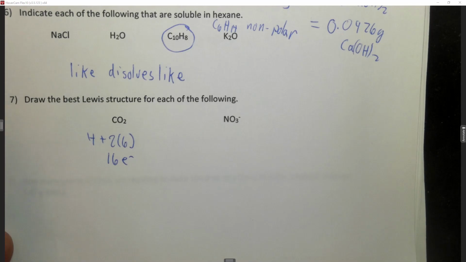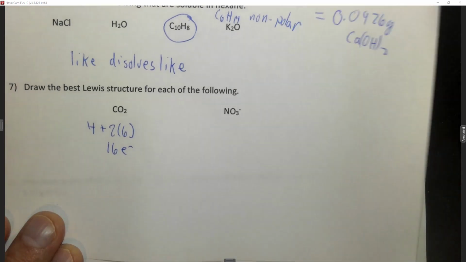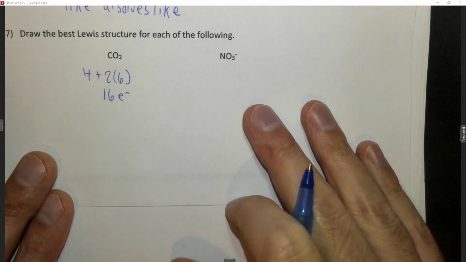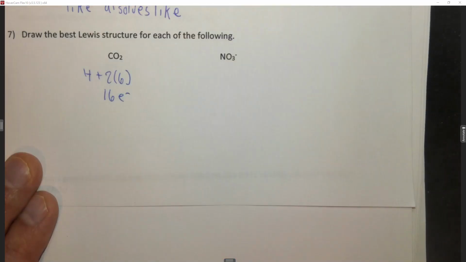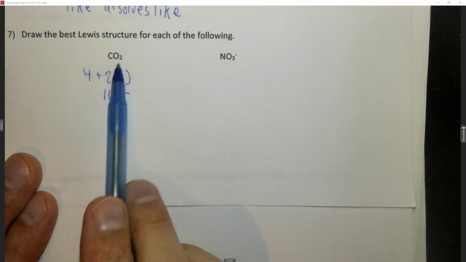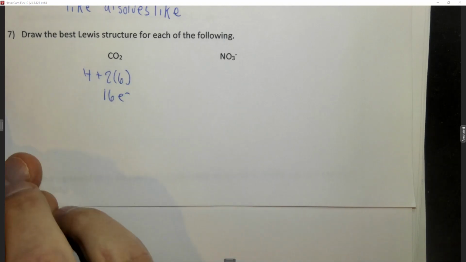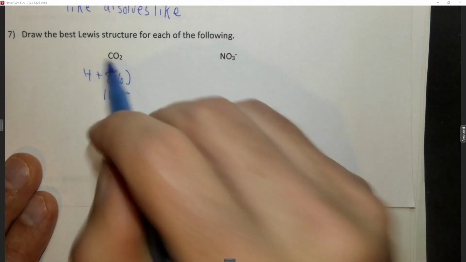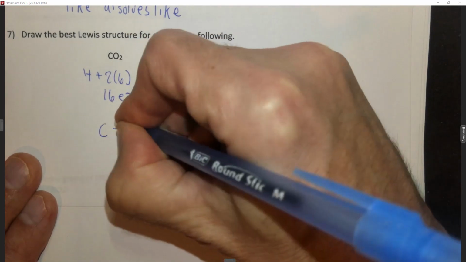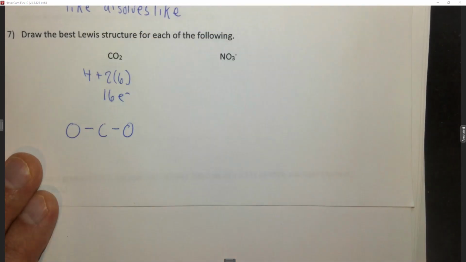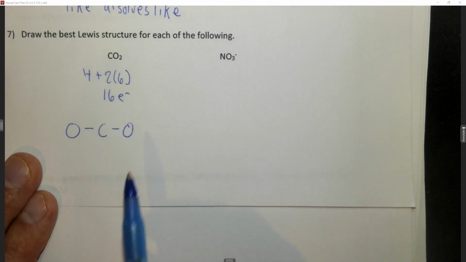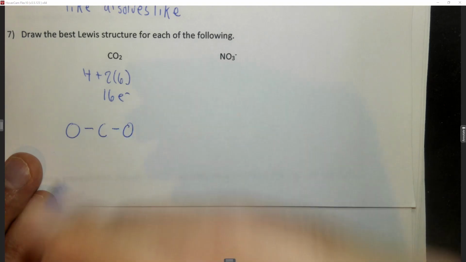Step 2 of drawing Lewis structures is to put the least electronegative atom in the middle. If you remember your periodic table, increasing electronegativity is in this direction, excluding the noble gases. Fluorine is the most electronegative, oxygen is the second most electronegative, and carbon is about right there. So carbon is the least electronegative of these 2 atoms, so I'm going to put it in the middle and bond it to 2 oxygens. Now I'm going to put my 16 electrons.